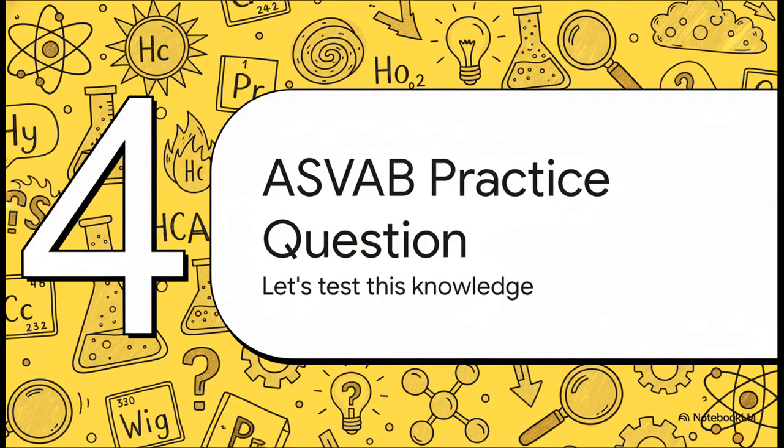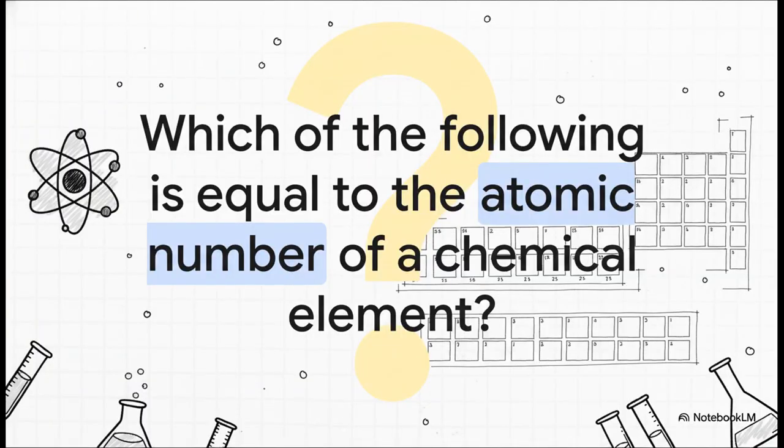Okay, so that's the theory. Let's see how this exact concept gets tested with a practice question you could easily see on the ASVAB. All right, here we go. Which of the following is equal to the atomic number of a chemical element? Just take a second and think about that one simple rule we just learned.